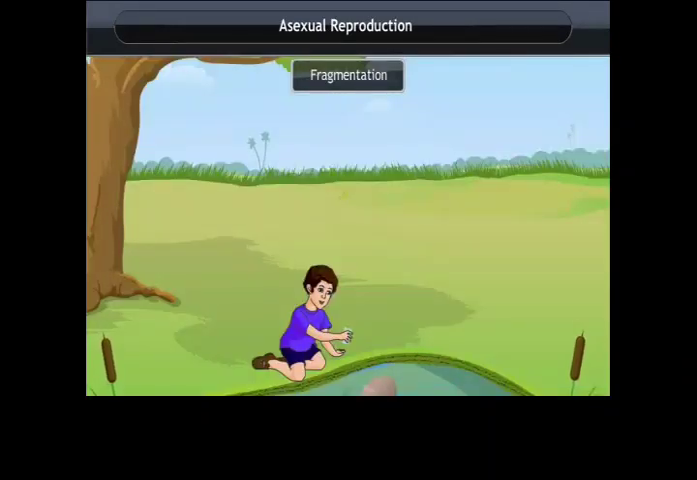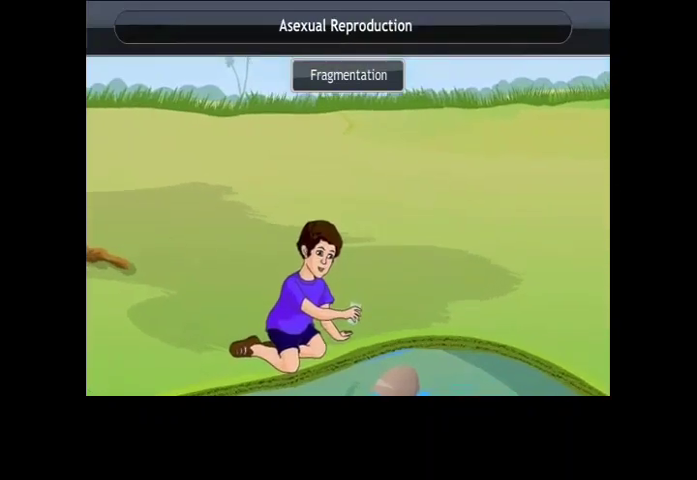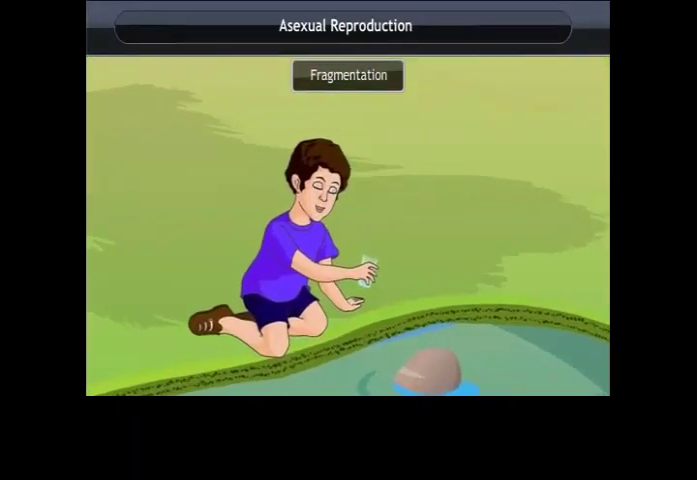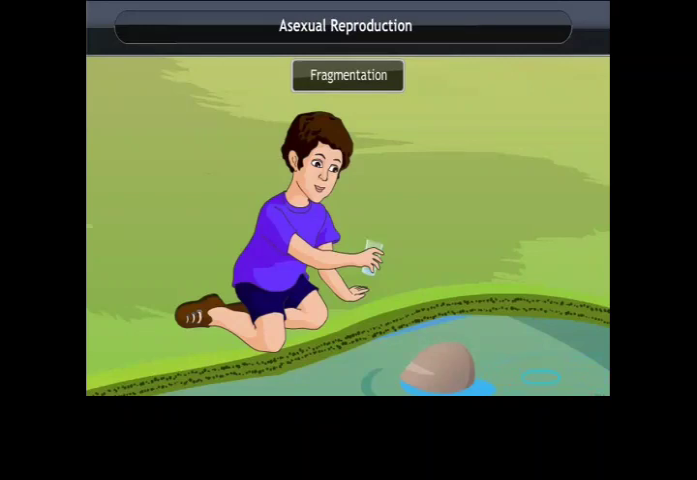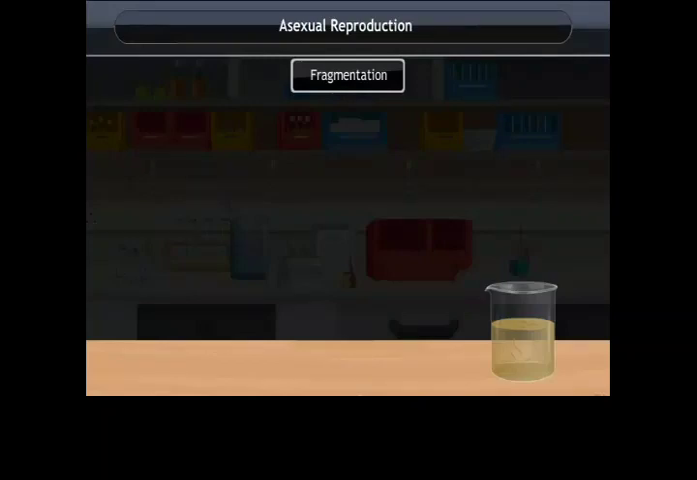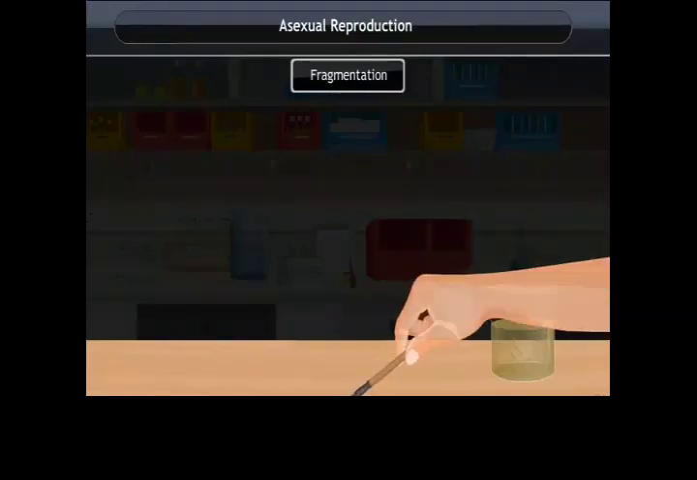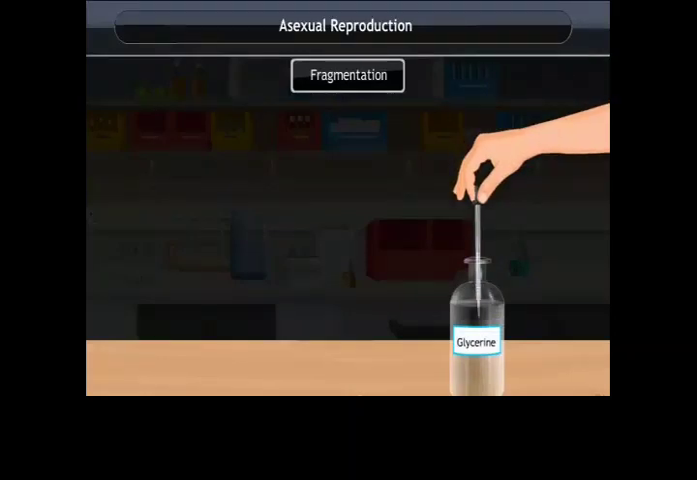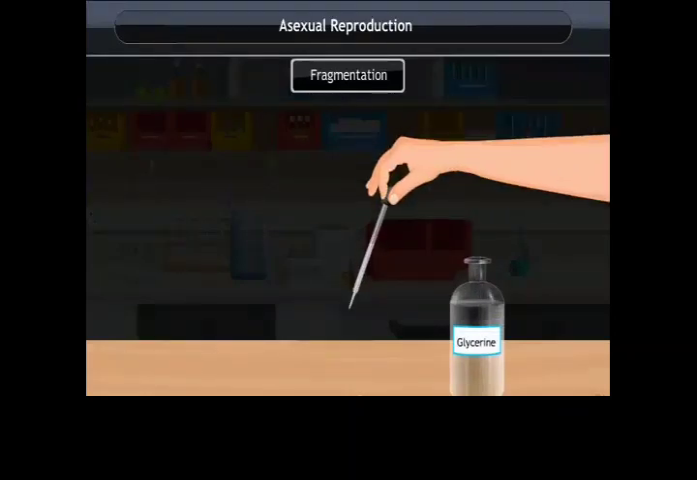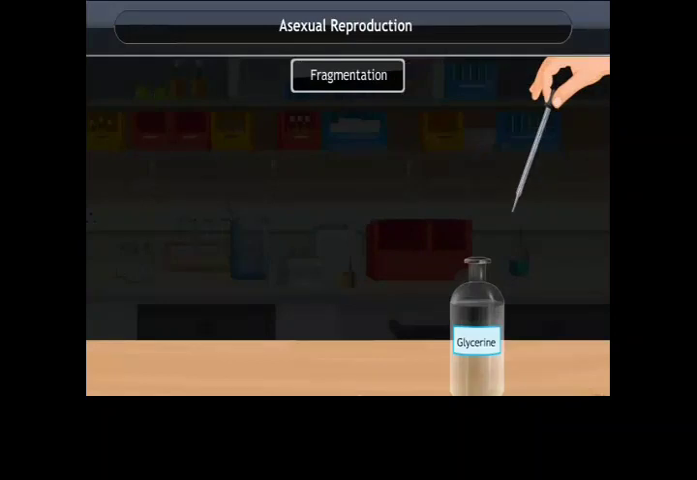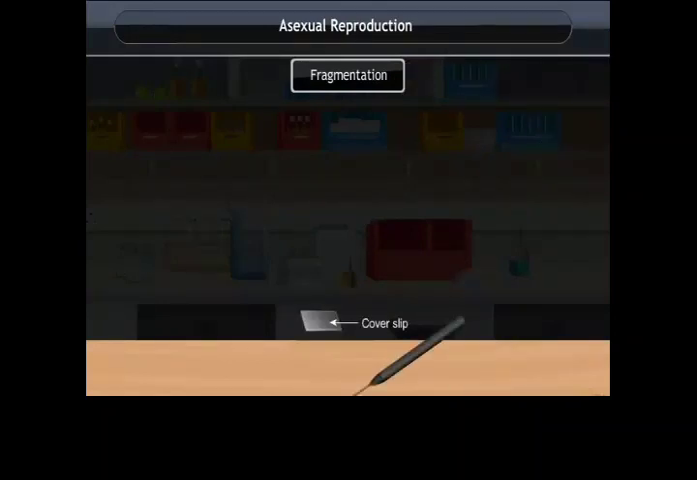Asexual reproduction. Fragmentation. To understand the method of fragmentation, let us have a simple experiment. Collect some water from a lake or pond that appears dark green and contains filamentous structures. Put one or two filaments on a slide. Put a drop of glycerine on these filaments and cover it with a cover slip with the help of a dissecting needle.